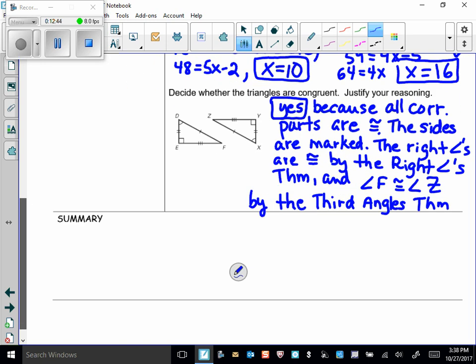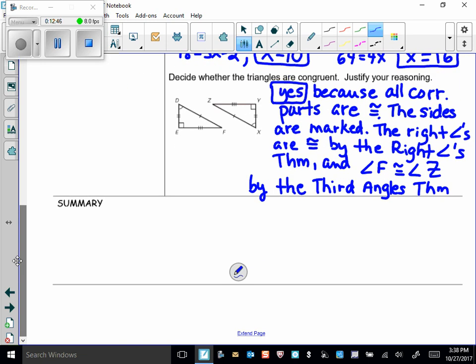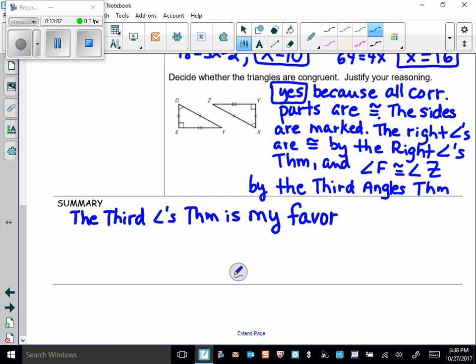So hey, everybody who checked your answers here, I want you to do something for me. I want you to write in your summary, the third angles theorem is my favorite theorem of all time. P.S. I love geometry.